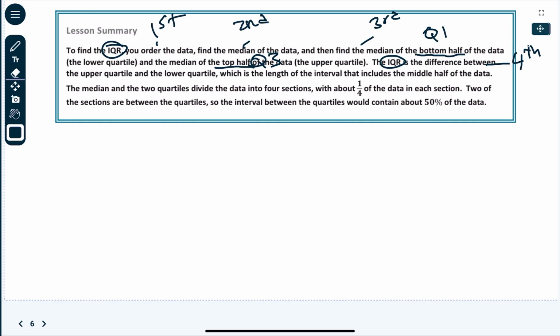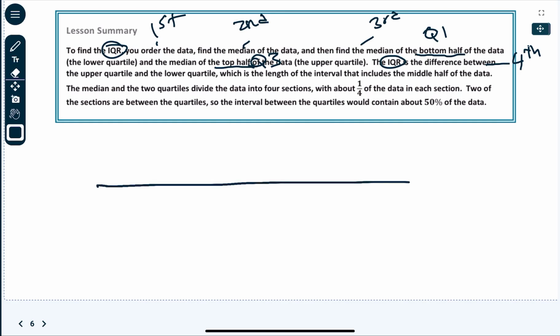The median and the two quartiles divide the data into 4 sections, with about a quarter of the data in each section. 2 of the sections are between quartiles, so the interval between the quartiles would contain about 50%.